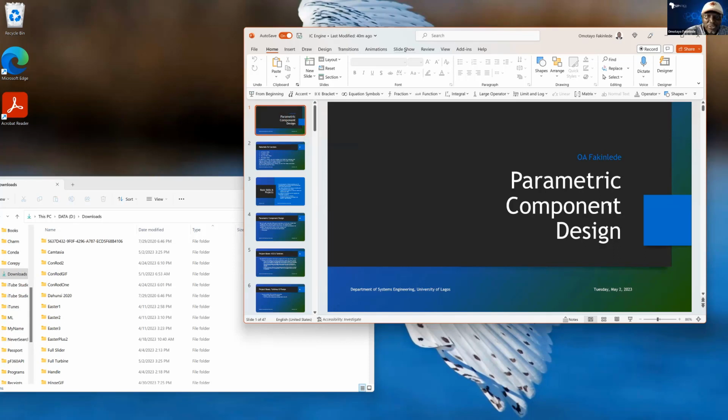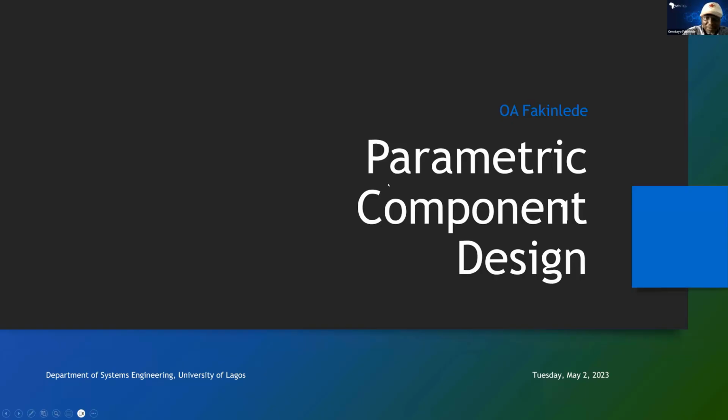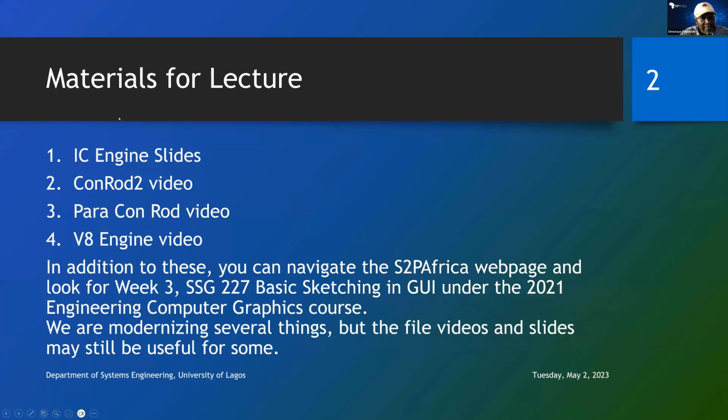So let me start my slideshow. And again, these slides are what you are familiar with. Last week, we started with parametric design. I told you that you have the IC engine, the Conrod video, the parametric video, and the V8 engine video. Today, we're adding some GIFs. I'm looking for ways of bringing down the sizes of files that I use to move things around. And I'm still looking for the best way so that the files I give you will not be too large.